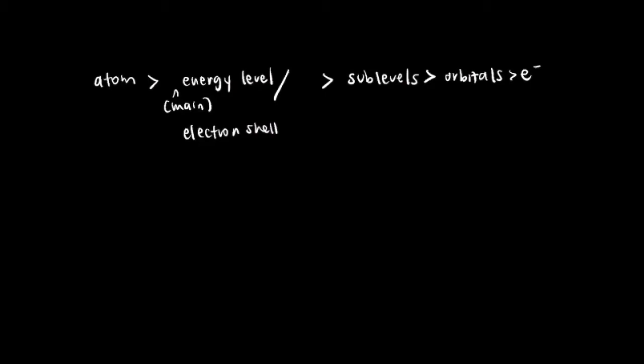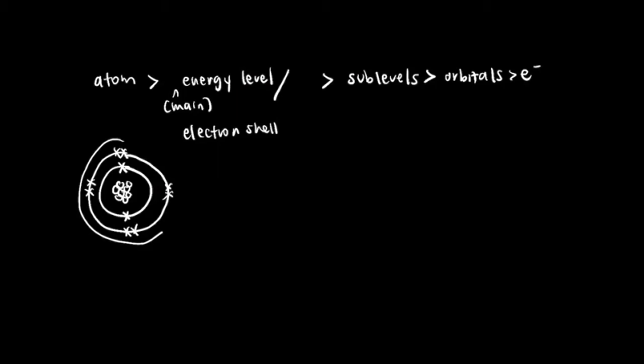So electrons exist within orbitals, which exist within sublevels, which exist within energy levels, or electron shells, which then exist within the atom. The energy level corresponds pretty well to our previous understanding of the atom, which is that we have some neutrons in the middle, and then an electron shell holding 2 electrons, and another electron shell holding 8 electrons, and maybe the third electron shell holding possibly another 8 electrons.